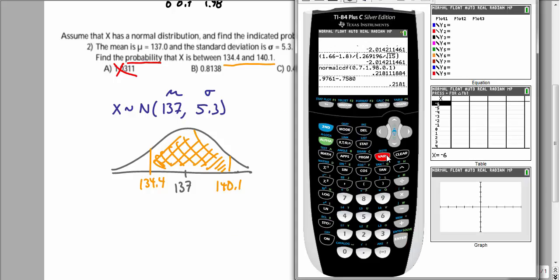We would use second DISTR. Now we'd use normal CDF, which is the second option here. If we think about the lower, we can see that the lower end of my shaded area is the 134.4.